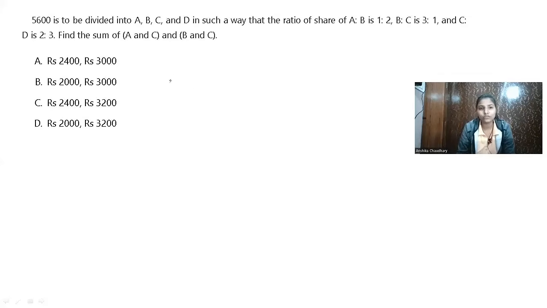So first of all, what we will do? As there are 4 persons, I will write down A, B, C, D. Then I will take the ratio of A to B. What is it? It is 1:2, right? I am not using the ratio sign here. Now the ratio of B and C is 3:1, so I will write 3:1 here. In the same way, C and D is 2:3, so I will write 2:3 here.